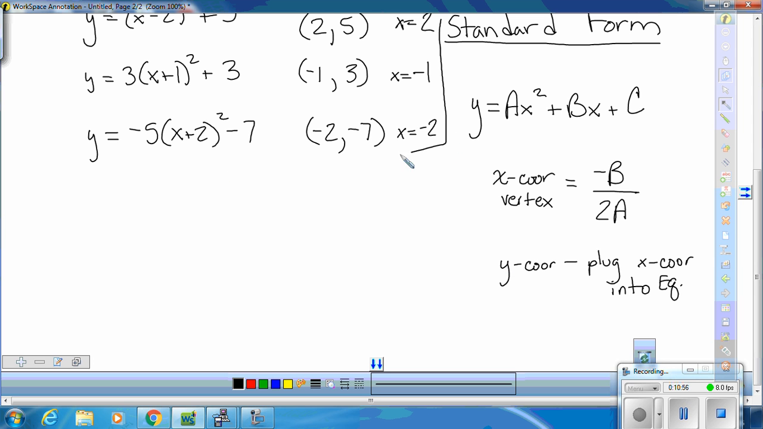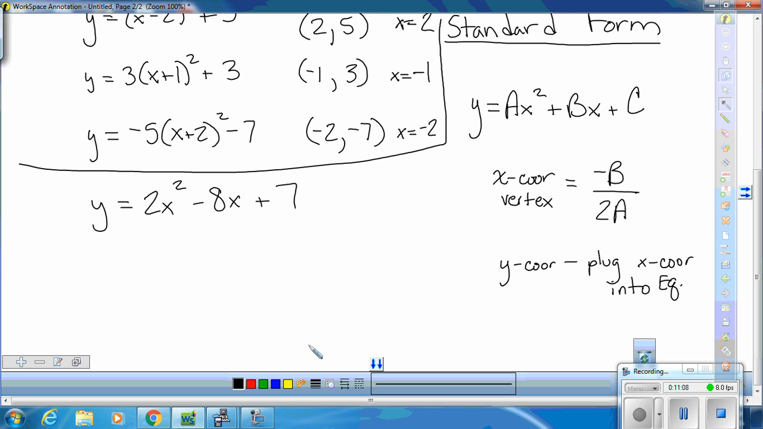So, for example, let's say that we have y is equal to 2x squared minus 8x plus 7. And I want to figure out where is my vertex for this problem. So what I'm going to do is I'm going to figure out what are a, b, and c.